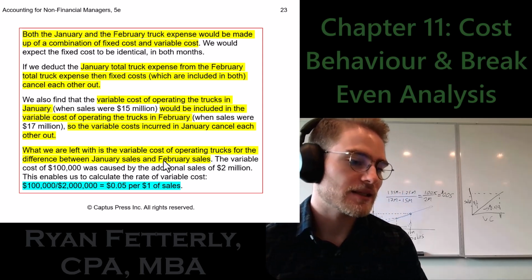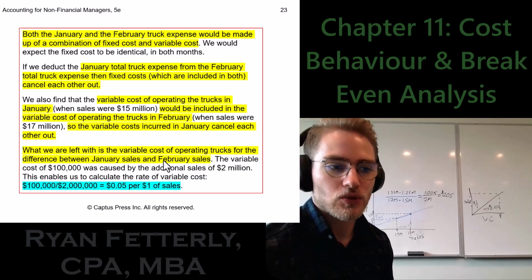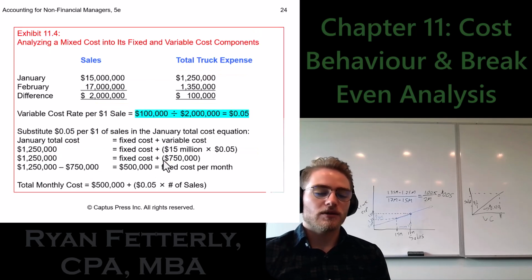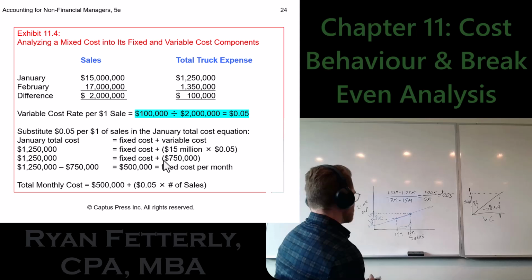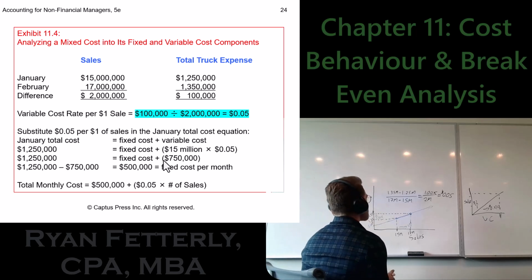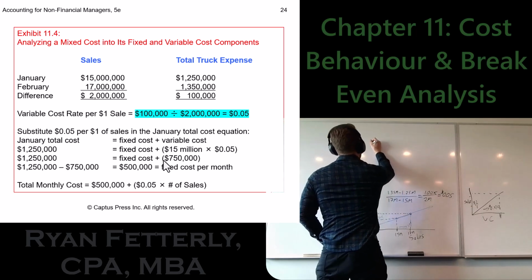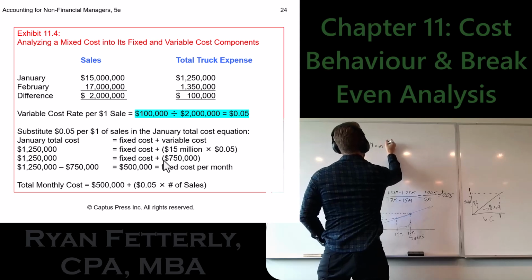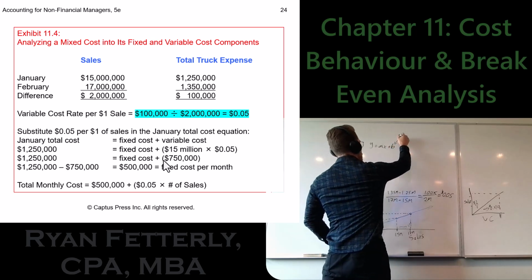So what I've basically done here is figured out my variable costs, but I haven't necessarily sorted out my fixed costs. For anyone that might remember the equation for the slope of a line, you might remember y equals mx plus b. Sorry, that should be lowercase. What that basically means is that b is normally your y-intercept.